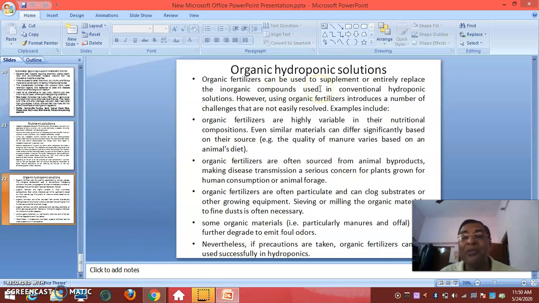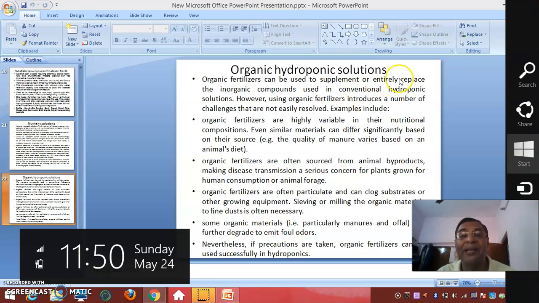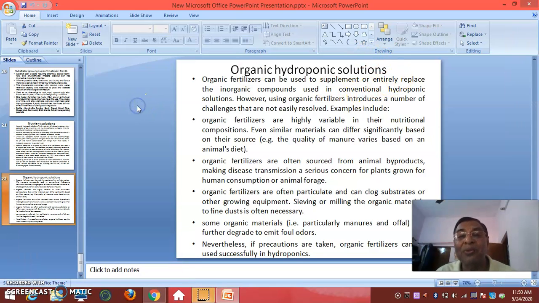Organic fertilizers can be used to supplement or entirely replace the inorganic compounds. Either you can use them as a supplement to the inorganic one, or you can entirely replace the inorganic compounds used in the conventional hydroponic solutions. However, using organic fertilizers introduces a number of challenges that are not easily resolved. Examples include, okay, there are certain challenges. They are not easily resolved.